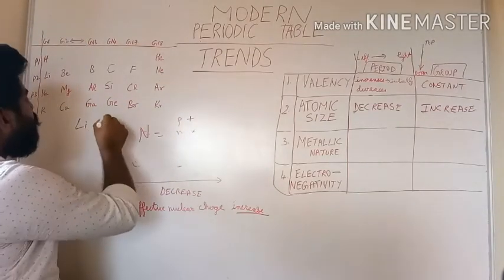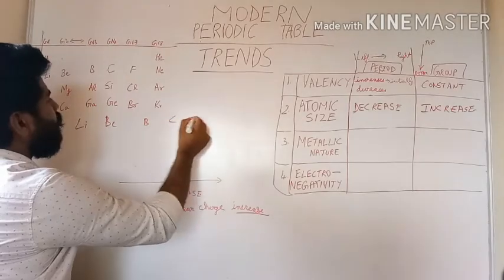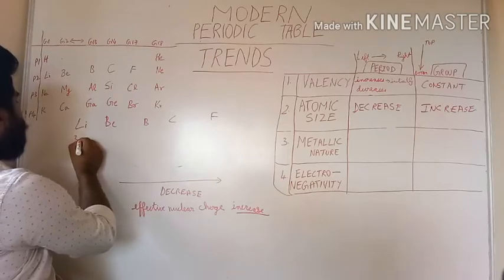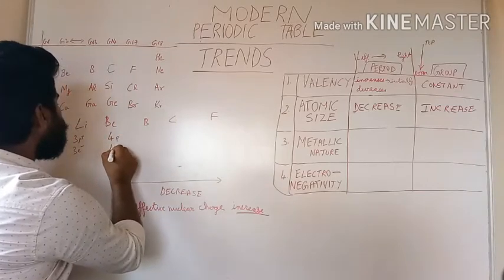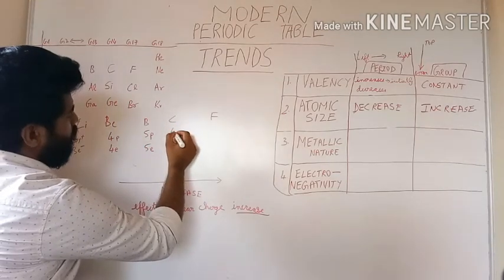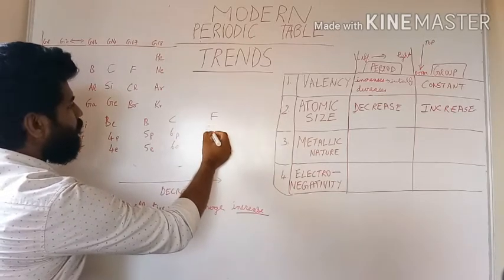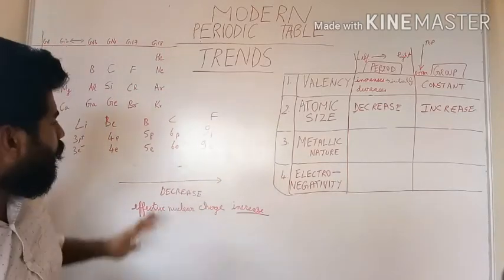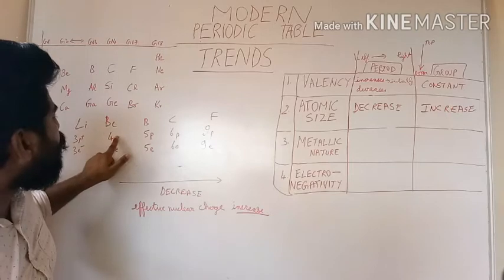In this instance, lithium, beryllium, boron, carbon, fluorine, let us take. So lithium atomic number is 3. There are 3 protons and 3 electrons. Beryllium, 4 protons and 4 electrons. Then 5 and 5. 6 protons, 6 electrons. 9 protons and 9 electrons. As we go from left to right, one extra proton is added.